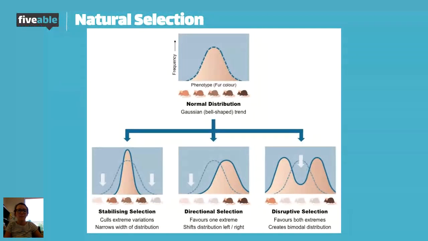So if you look at disruptive selection, you'll see you're actually favoring both extreme phenotypes. You're seeing the very, very light colored mice and the very, very dark colored mice, but not very many of those medium browns. So those three types of selection are really, really important.